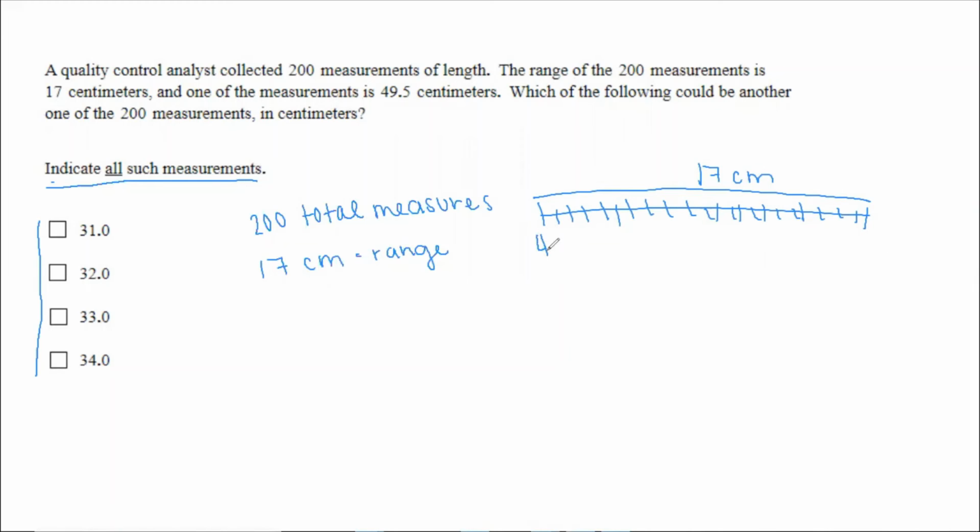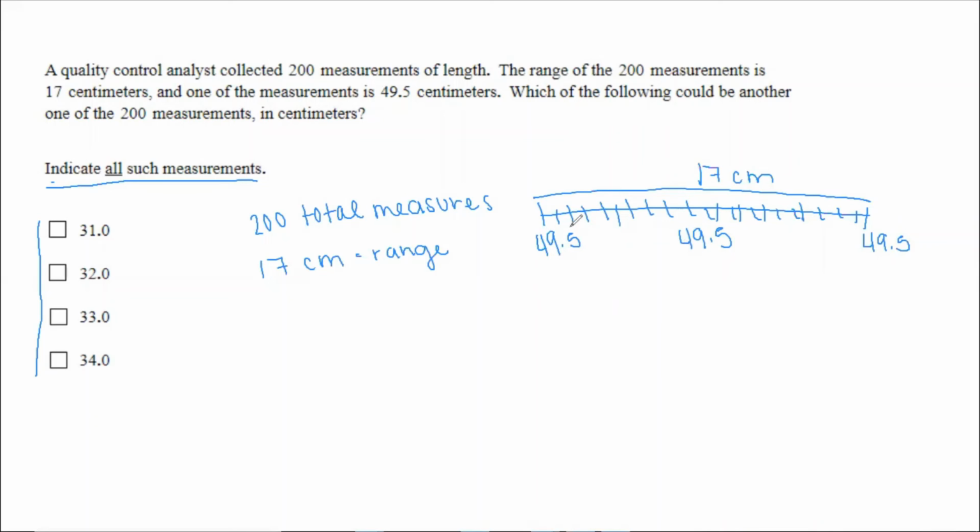Could be here, could be here, or could be somewhere in the middle. And it does not tell us where. Which of the following could be another one of the 200 measurements in centimeters? So what we want to do is we want to think about the greatest and the smallest measurements which could fall within this range.